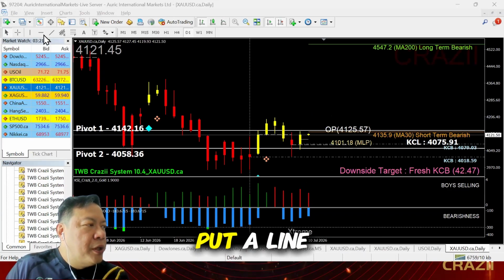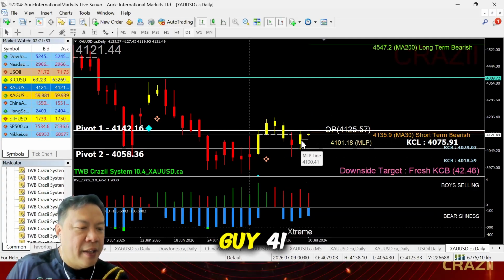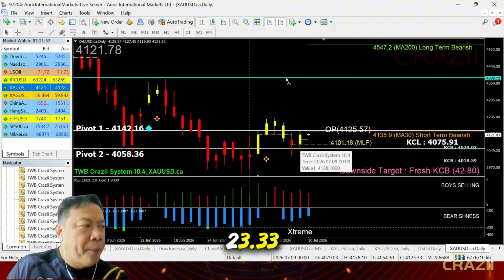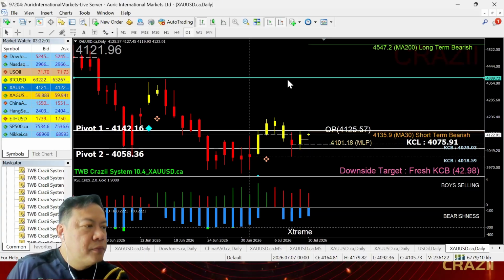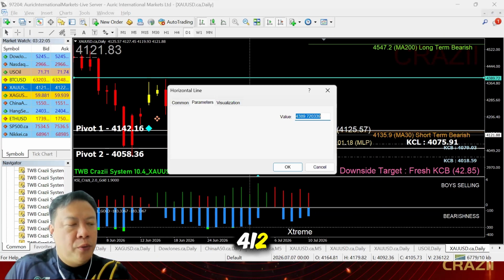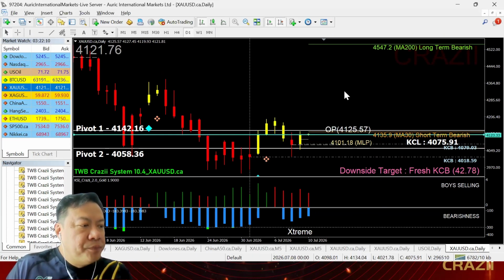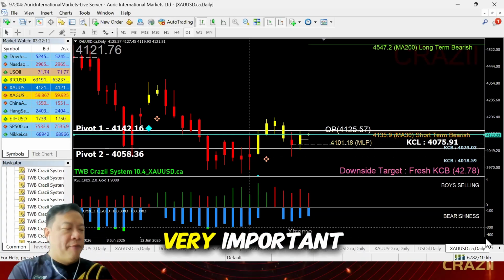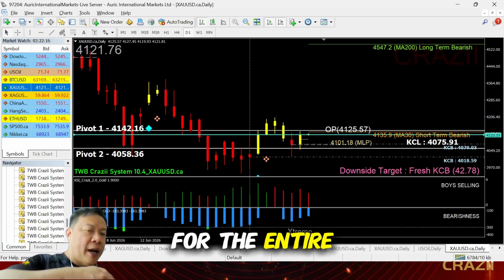You need to put a line at the closing price of this candle, 4123.33. Okay, 4123.33. That will give you a very important technical level that you need to watch out for the entire day today.